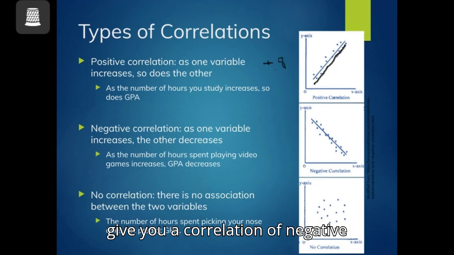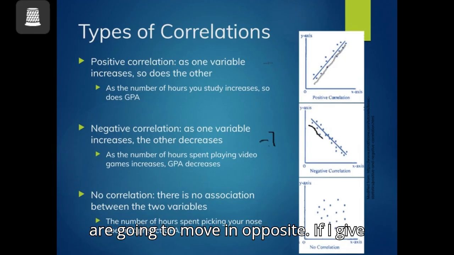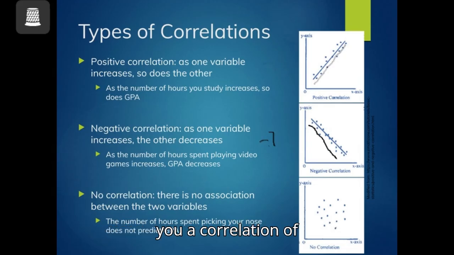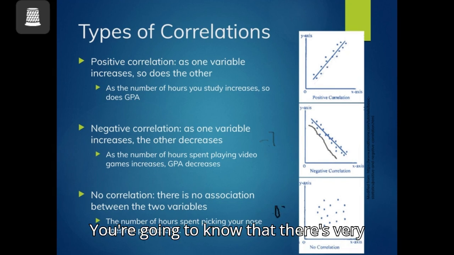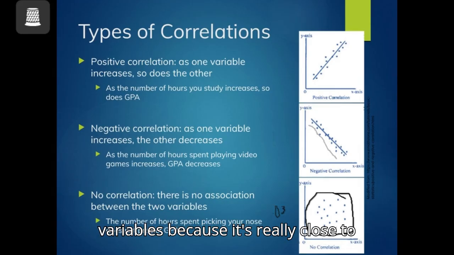If I give you a correlation of -0.7, you know that's going to be a negative correlation, so those variables are going to move in opposite directions. If I give you a correlation of 0.03, you're going to know that there's very little relationship between those two variables because it's really close to 0.